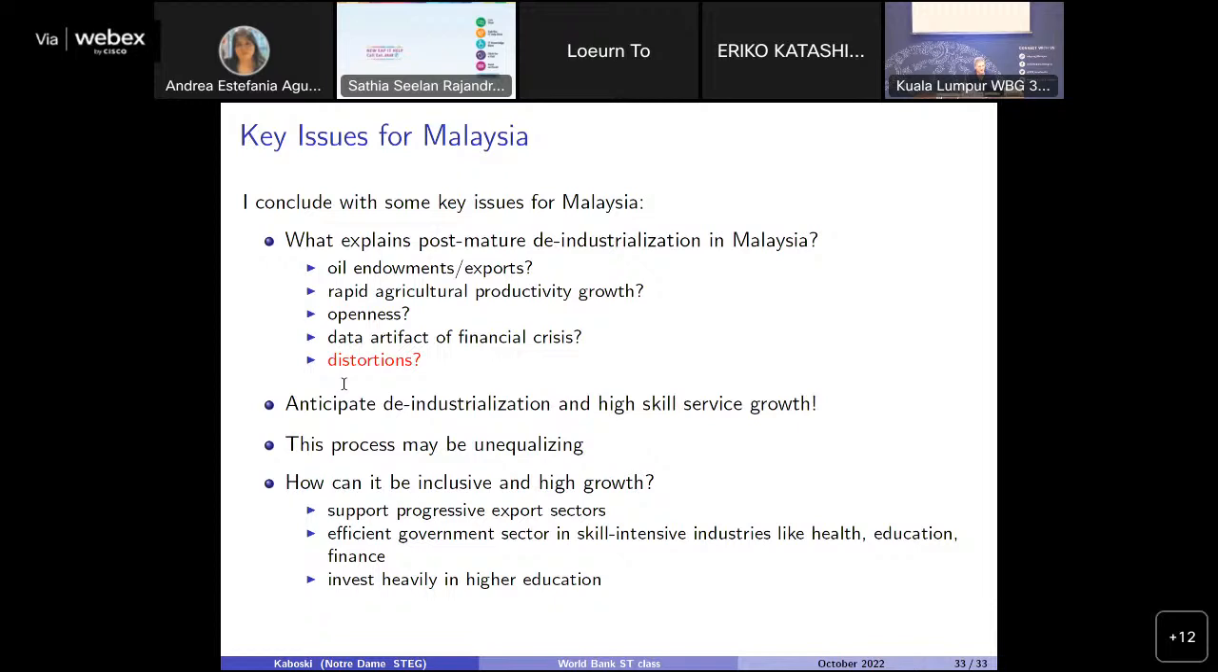And so then there's this question about how the process can be both inclusive and high growth. Some potential suggestions are to support the progressive service export sectors. Did I give you the list of what the progressive services were? That didn't show up. Also, work for an efficient government sector in skill-intensive industries like health and education and finance, where the government plays a big role, and invest heavily in higher education.